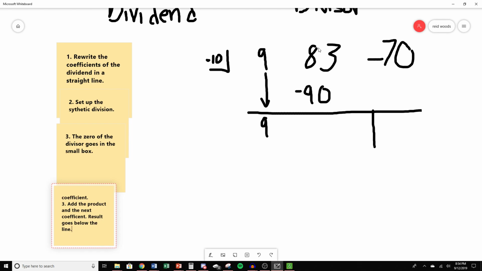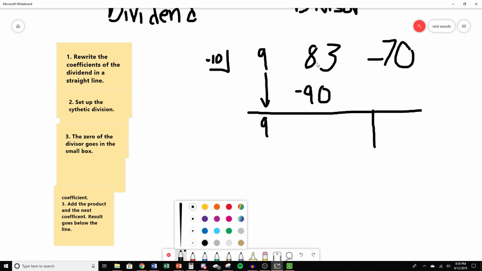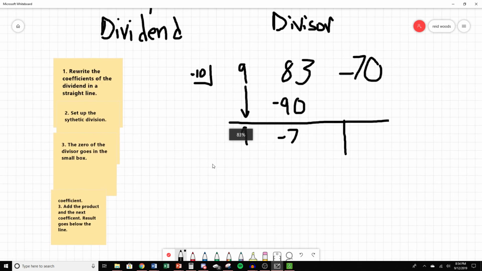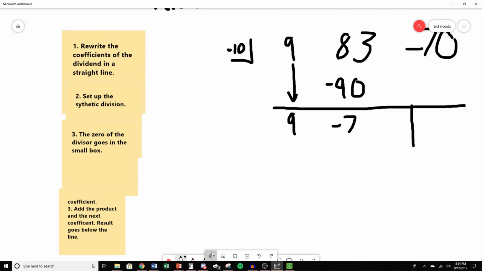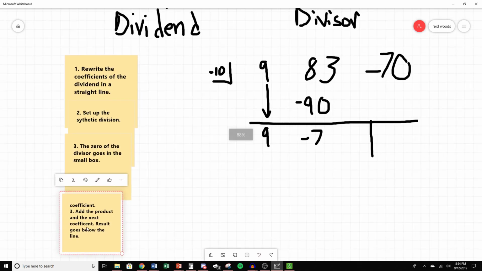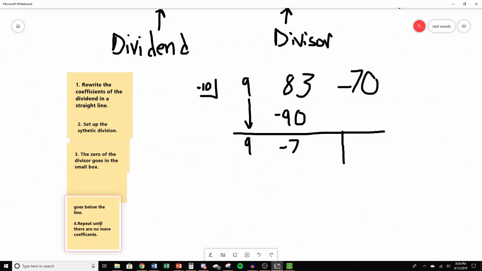So we're actually going to add these. So what do I get when I add 83 and negative 90? Well, I get negative 7. I do apologize. I got a little ahead of myself there on that one. But that is the next step. Okay. And so now we go to my fourth step that I put in here, which is we're going to repeat until there are no more coefficients. So we have our number down here. We're going to go back to step 2. All right. And I can even write that. Repeat step 2 until there are no more coefficients.